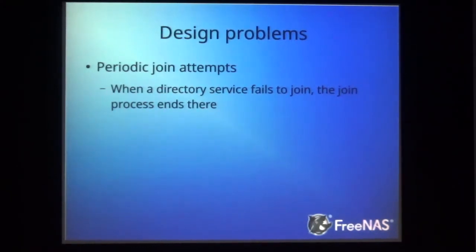When you try to enable AD or LDAP and it fails, it just fails. It stops right there. And most people are okay with that. It fails, I'll just try it again, or maybe their DC is down, whatever it is. Ideally, you want it to periodically poll and see, okay, can I join now? Can I join now? Are you up? Are you up? Using whatever kind of back-off algorithm you decide, but something like that should be implemented.